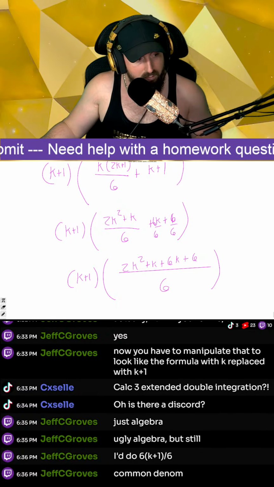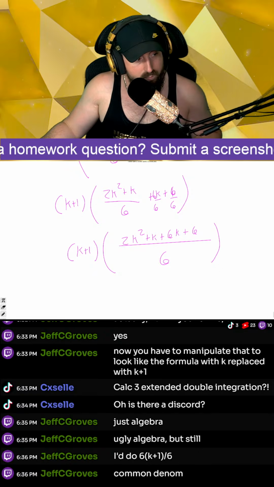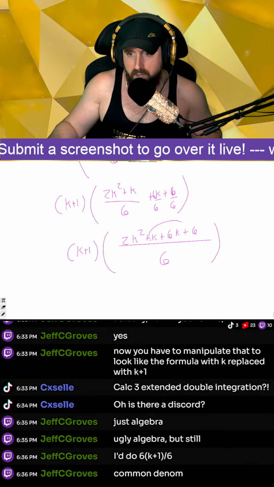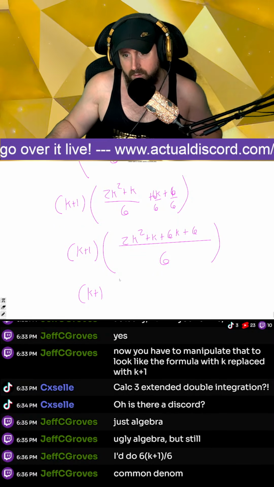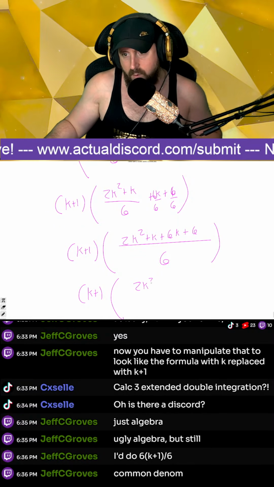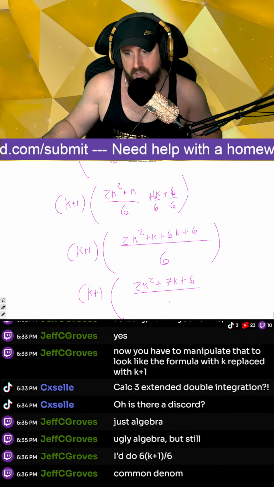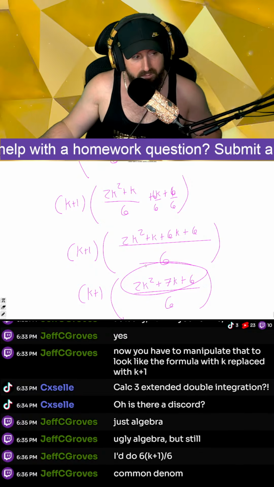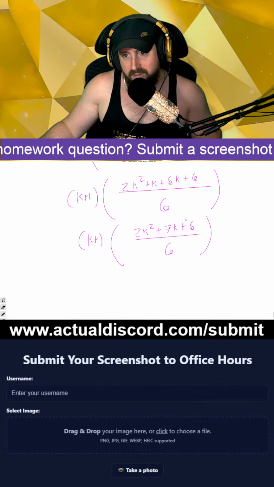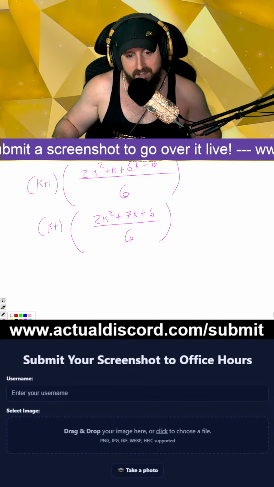Okay. But I can group these, right? So now that's k plus 1, 2k squared plus 7k. Oh, this is beautiful. I bet this factors somehow, right? This has to factor. It has to. Oh, this is super cool, right? Okay, so yeah, it does got a factor. Yep.